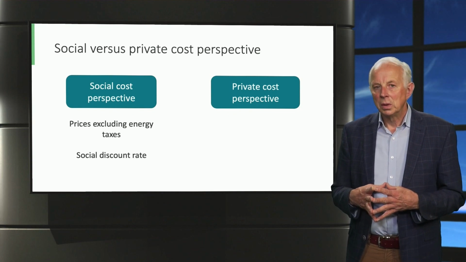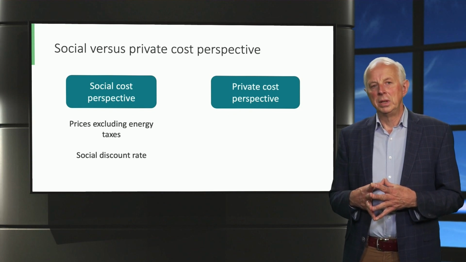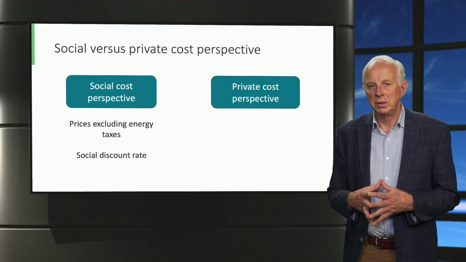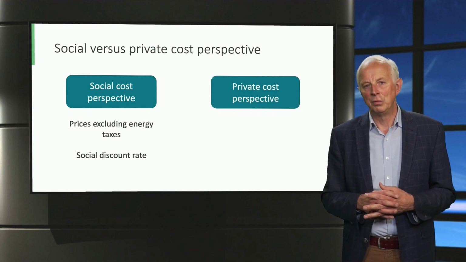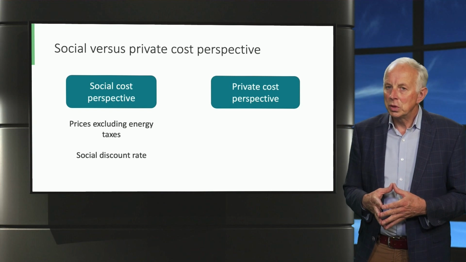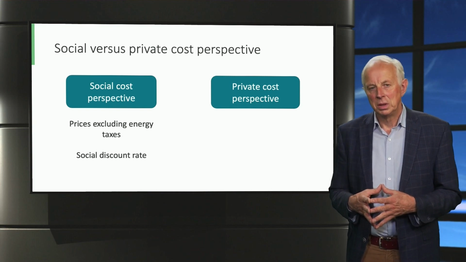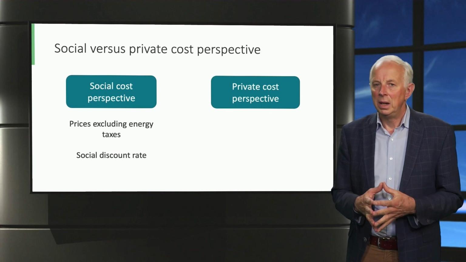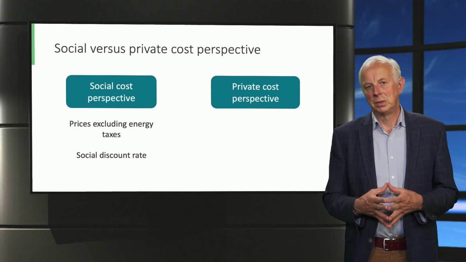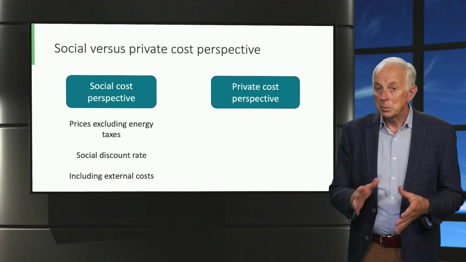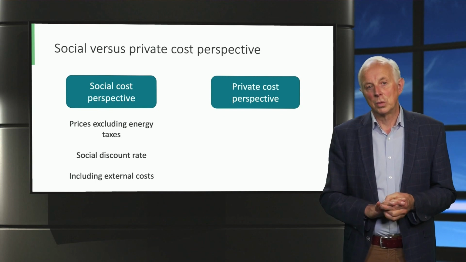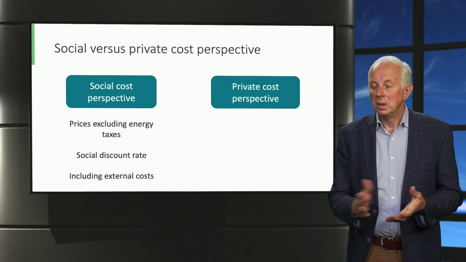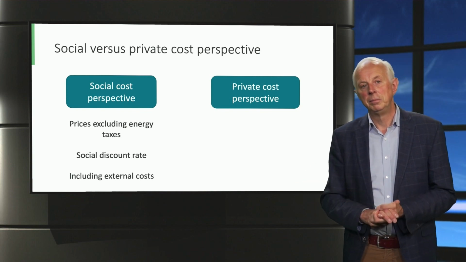Also, a so-called social discount rate is used, which is a long-term interest rate determined by many governments. The social discount rate is normally quite modest. In OECD countries, it is usually less than 5%, and in developing countries, 10% or less. Last but not least, also external costs will be taken into account. This will be discussed in the next video.